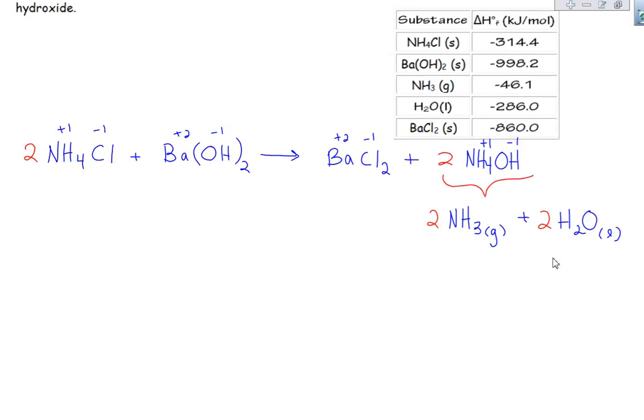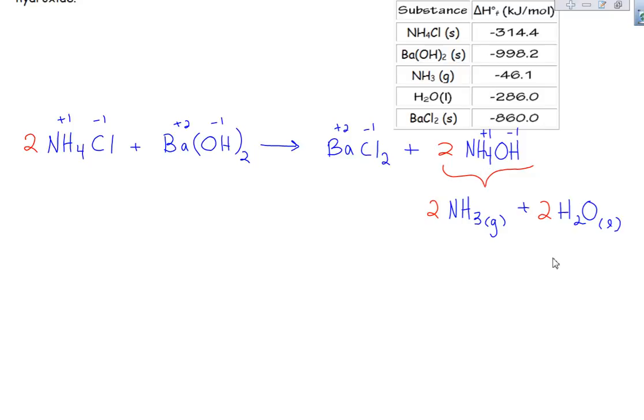And now let's calculate the energy change for this. So we're going products minus reactants. Now my products, I have 3 products. I have 1 mole of barium chloride, negative 860.6. They're all in kilojoules. I'll put kilojoules in at the end. And again, that's the barium chloride.